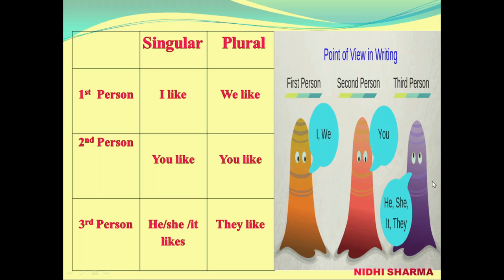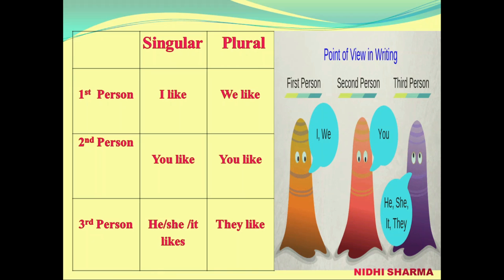Now you must have noticed one difference in the verb. What is the verb in this sentence? Like is the verb. So you can see that in all the persons, singular and plural, we have the verb as like. But there is one change. You must have noticed that in the third person singular, we add s to the verb like.